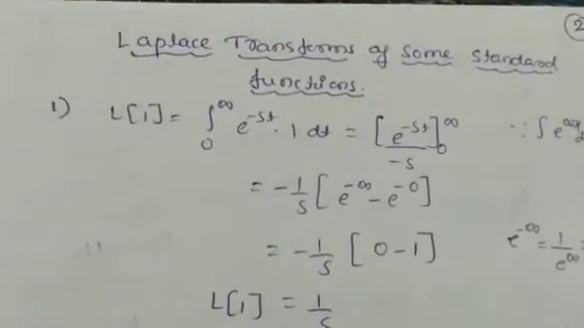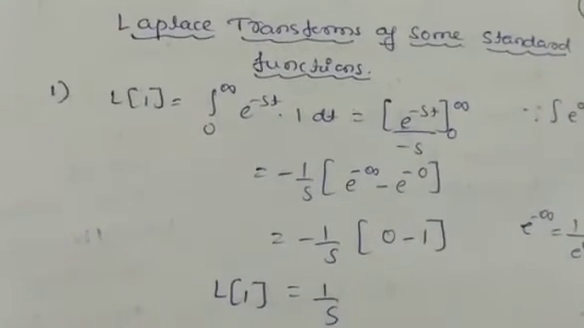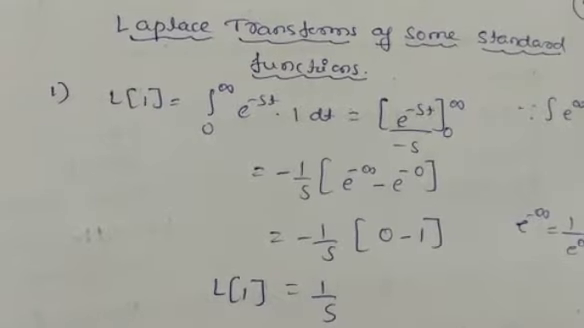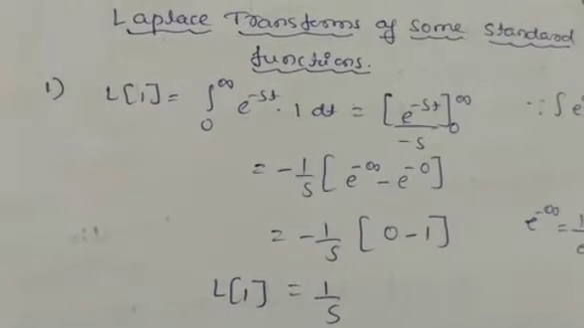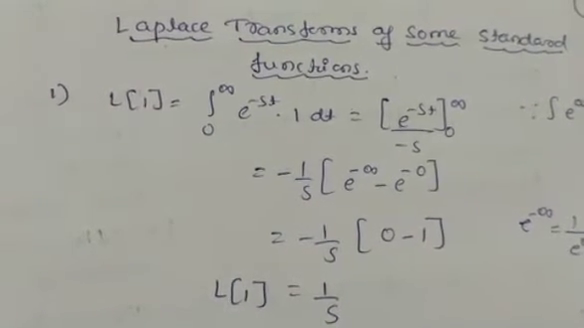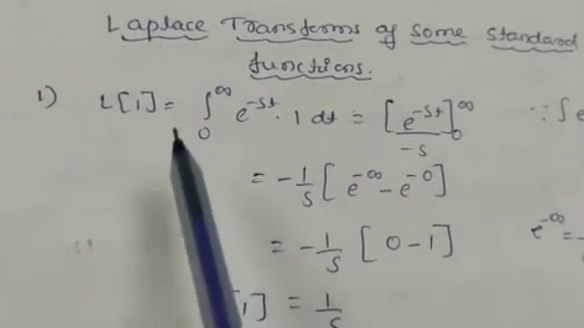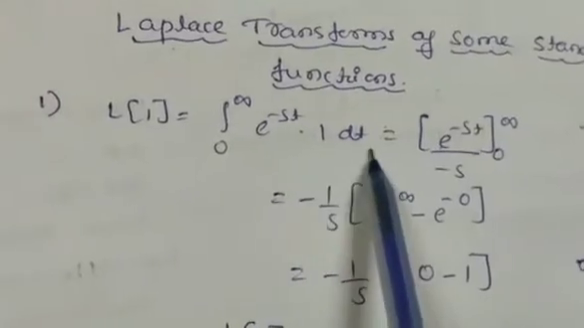Let us take the Laplace transform of some standard functions. First let us take the Laplace transform of 1. So it is equal to, let us apply the definition here. L{f(t)}, we know, is integration from 0 to infinity of e^(-st) f(t). In place of f(t) we have 1 here, so 1 into dt.